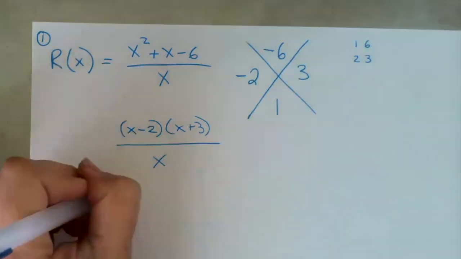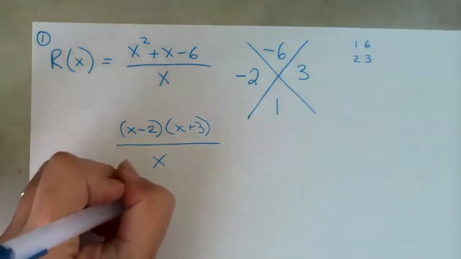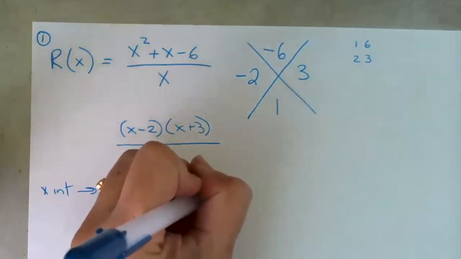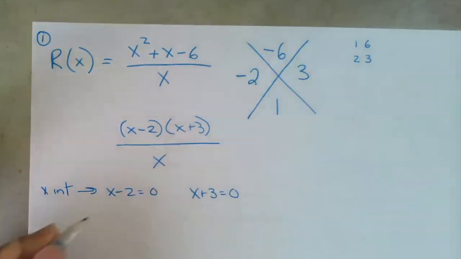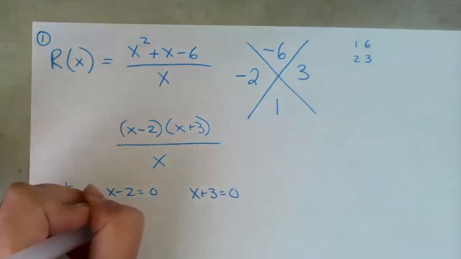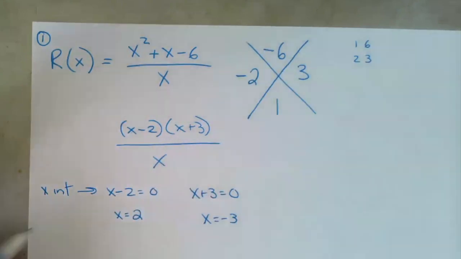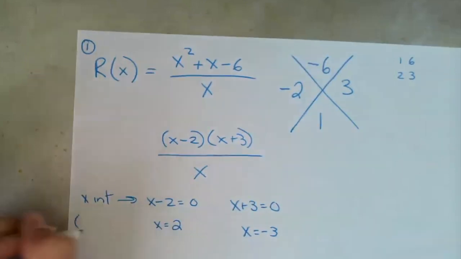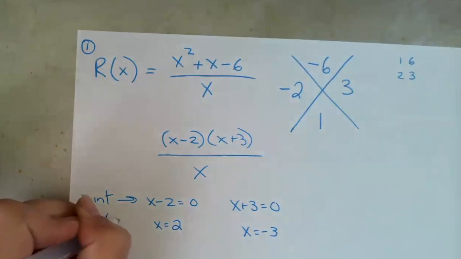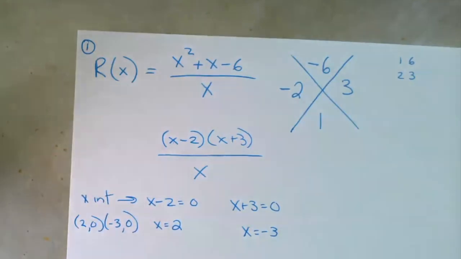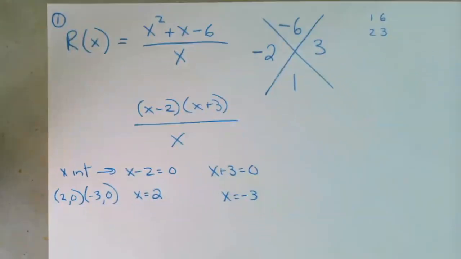So we're going to take each of those. X minus 2 equals 0. X plus 3 equals 0. Using opposite operations, I get that x equals 2 and x equals negative 3. And that gives me the points (2, 0) and (-3, 0) as my x-intercepts.